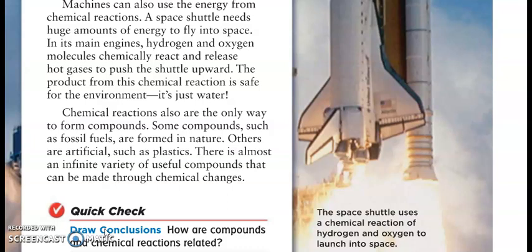So chemical reactions are the only way compounds form. For example, water and fossil fuels are formed naturally in nature, and others are not formed in nature, as in the example of plastics and other compounds.